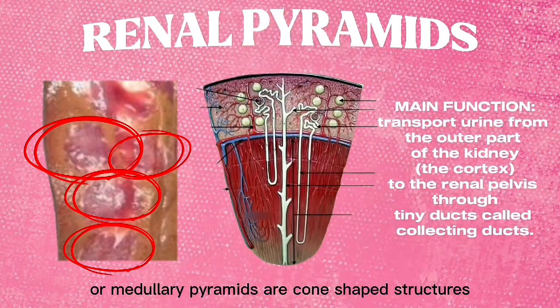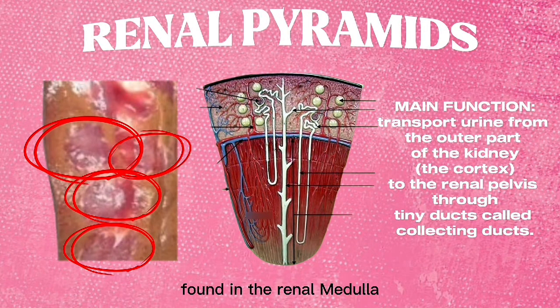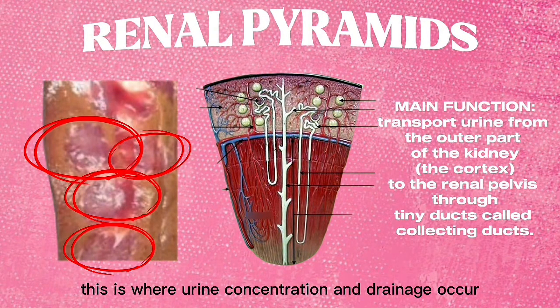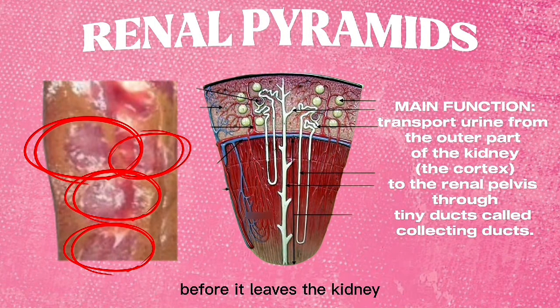The renal or medullary pyramids are cone-shaped structures found in the renal medulla, the inner part of the kidney. They appear darker and striped due to the presence of straight tubules and blood vessels. Their main function is to transport urine from the outer part of the kidney to the renal pelvis through tiny ducts called collecting ducts. This is where urine concentration and drainage occur before it leaves the kidney.